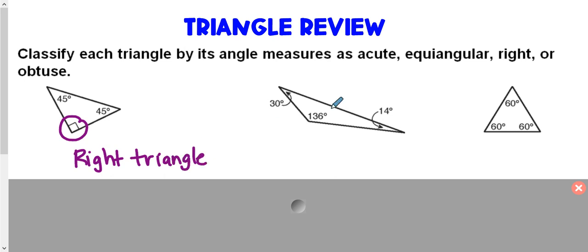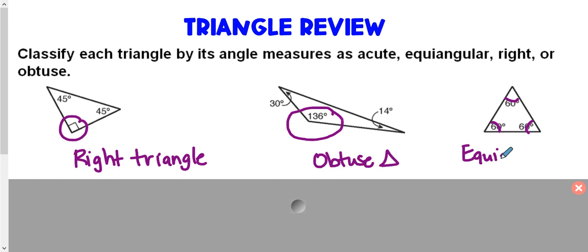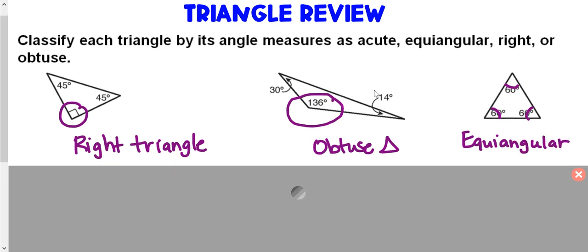Okay, how about the next one? What do you think? 136, right? That's an obtuse angle. So this is an obtuse triangle. And then how about the last one? Well, we've got 60, 60, 60. All three are congruent angles. So this is equiangular. Okay, how'd you do?